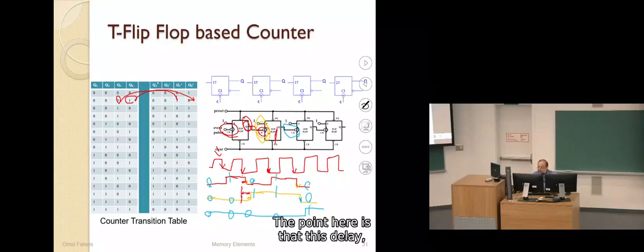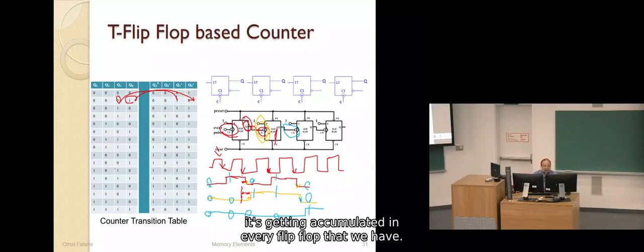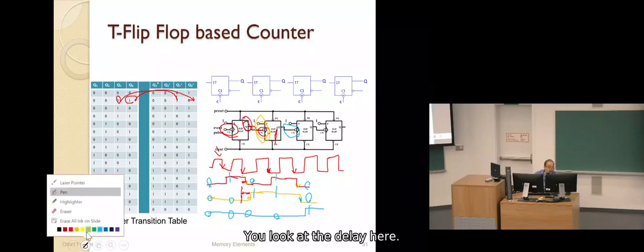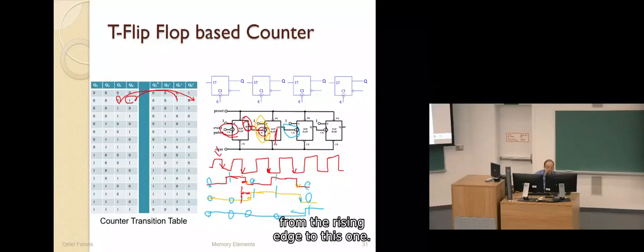So the point here is that this delay is getting accumulated in every flip-flop that we have. Look at the delay here. So now the delay is this, from the rising edge to this one, and it is getting more and more. So this is not good. At some point, it is not good, because with the falling edge of the clock, we would like the changes to happen at that time, at most with a specified delay, for example, 3 nanoseconds. But now that doesn't happen. The first one is 3 nanoseconds, the second one is 6 nanoseconds, the third one is 9 nanoseconds, the next one is 12 nanoseconds delay after the clock.